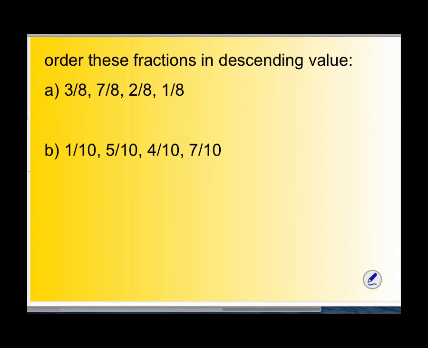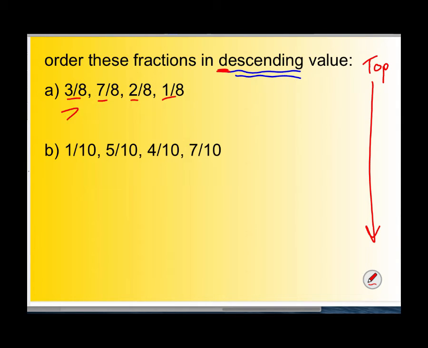In descending value, guys, we're going to do these together. Let's put these fractions in descending value. That means you start up the top, and it means you go down the mountain. D for down. Okay? So here you go. You've got 3/8, 7/8, 2/8, and 1/8, which is the highest fraction. Which one's the highest? Can you work it out?